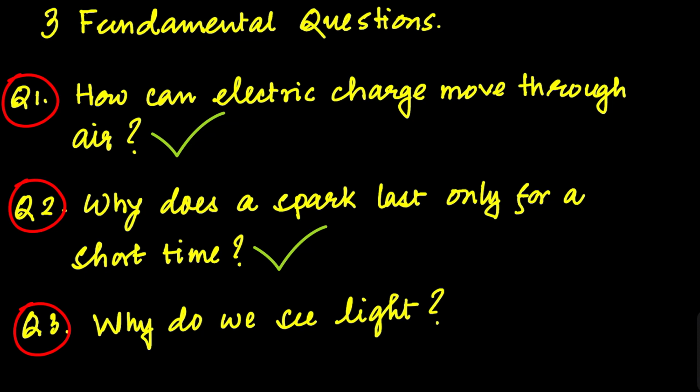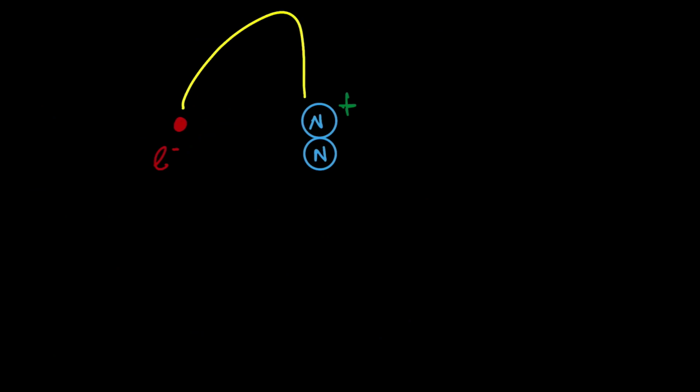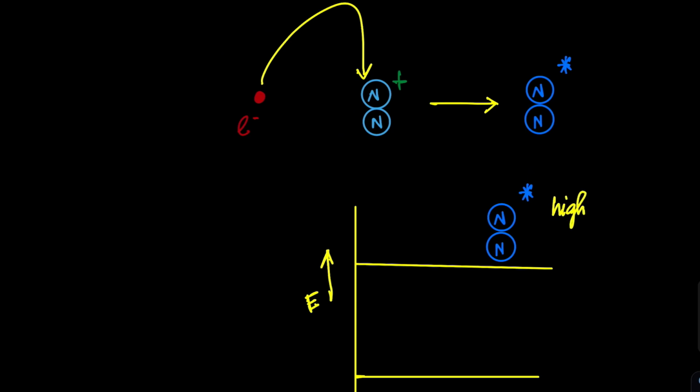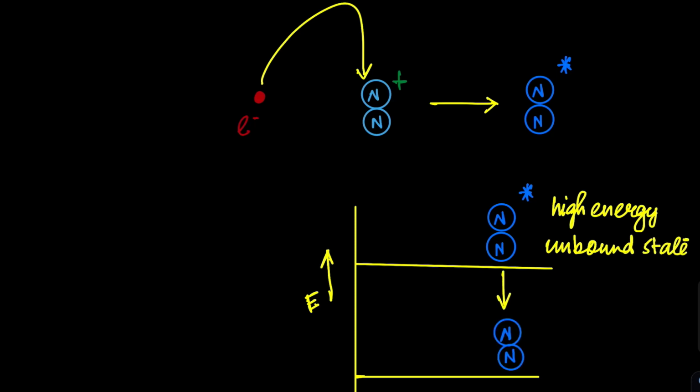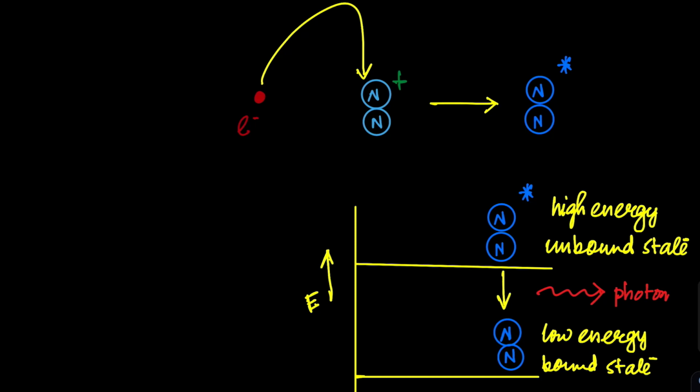This is quite simple to understand. When a free electron and a positive ion recombine, they do not directly form a bound state. Initially, they form a high energy unbound state. Its lifetime is very short. After a very short time, there is a transition from the high energy unbound state to a low energy bound state. During this transition, a photon is emitted. And now you know why we see light.